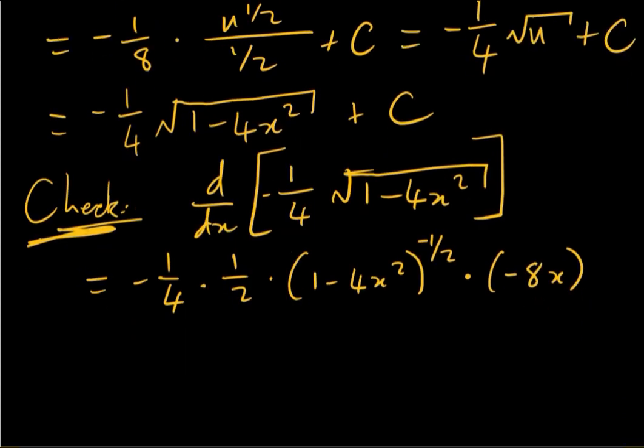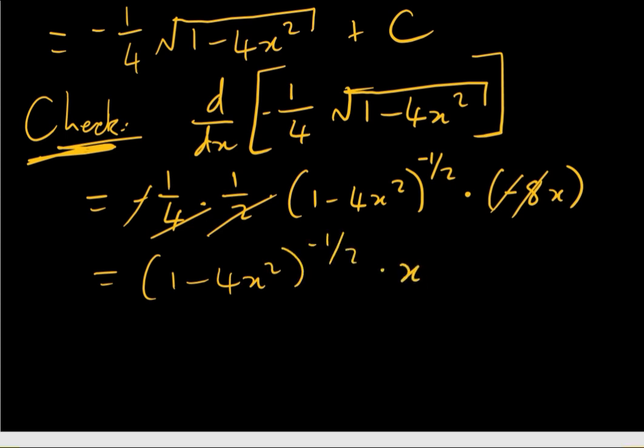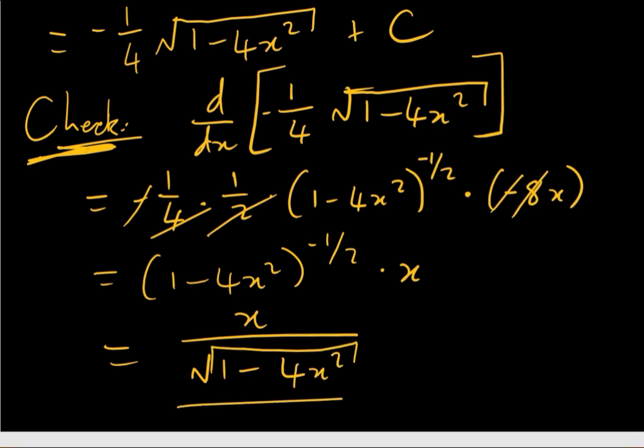And if we do a little bit of arithmetic here, we can see that the negatives will cancel. And then a quarter times half is an eighth, so the eighth and the quarter and the half disappear. And then we're left with 1 minus 4x squared to the power negative half times x. And if you want to write it the way it was originally, the x is on top and this guy is at the bottom, 1 minus 4x squared all under a square root. And this is what we were given in the beginning. So again, we can be happy.